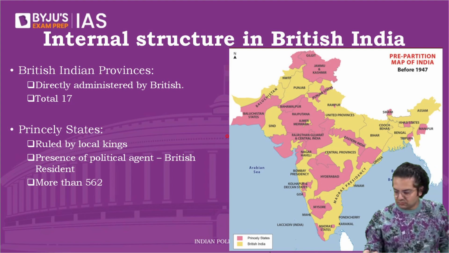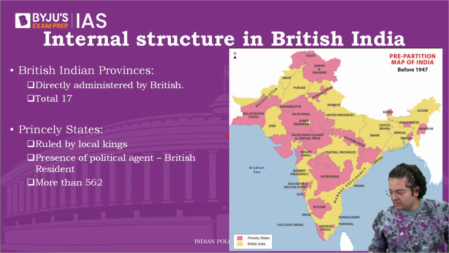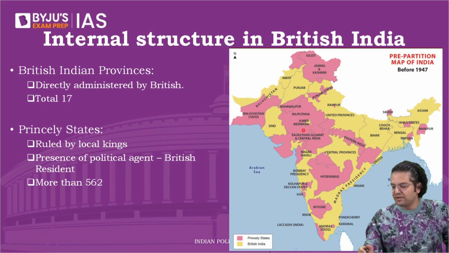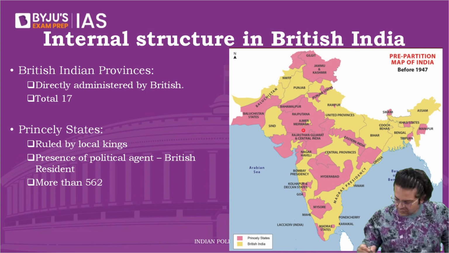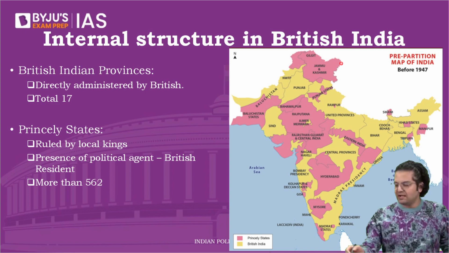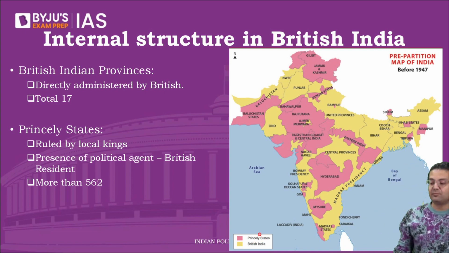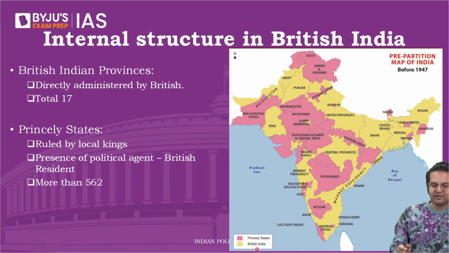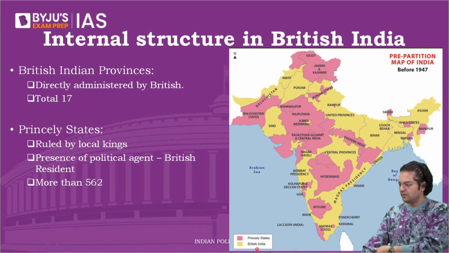So the areas in peach or salmon pink, whatever you want to say, those are the princely states. Okay, princely states. And the areas in yellow are British Indian provinces where we had the provincial governments. Right? So this was the situation.